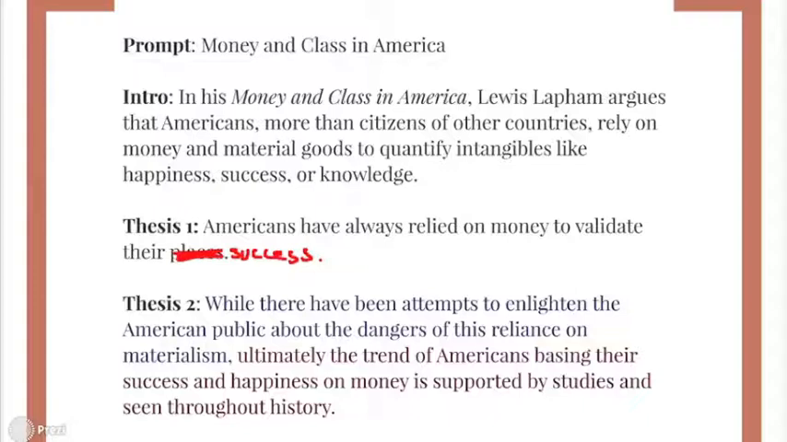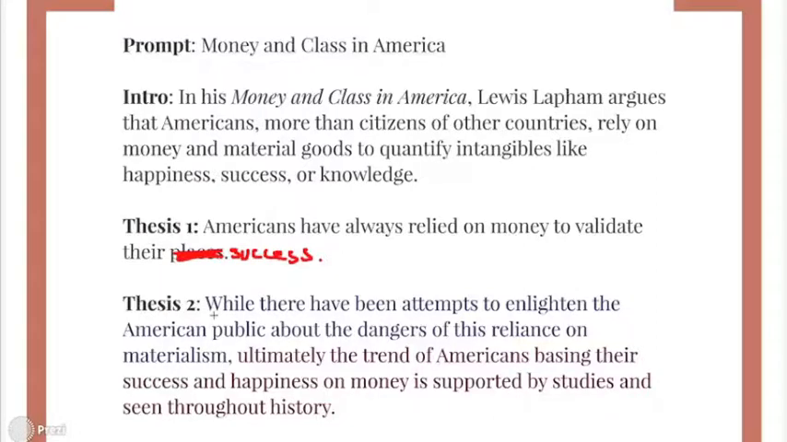And maybe that's true. Maybe that's the truth, and that's what I believe strongly. But the way I would go about writing a more nuanced and complex essay would be to discuss some sort of caveat, some sort of nuance in this phenomenon where Americans rely on money and material goods. So I say in my second thesis, I use this concession assertion construction. While there have been attempts to enlighten the American public about the dangers of this reliance on materialism, ultimately the trend of Americans basing their success and happiness on money is supported by studies and seen throughout history.